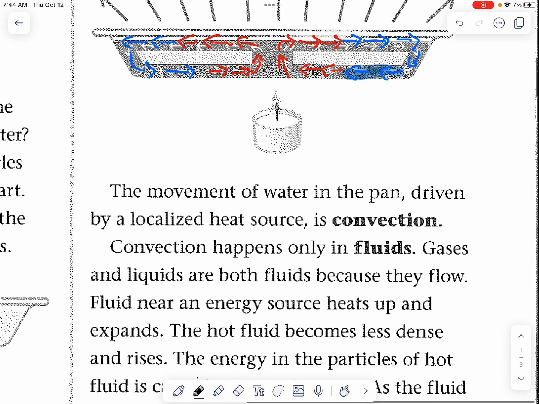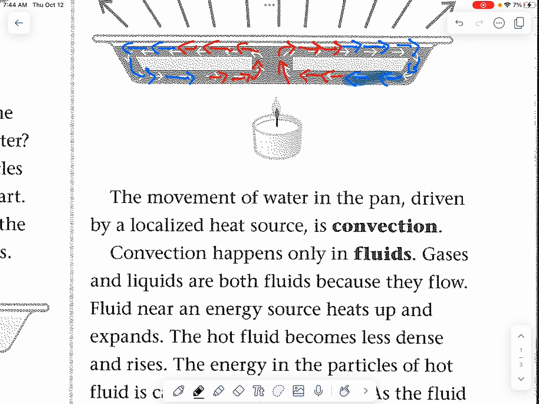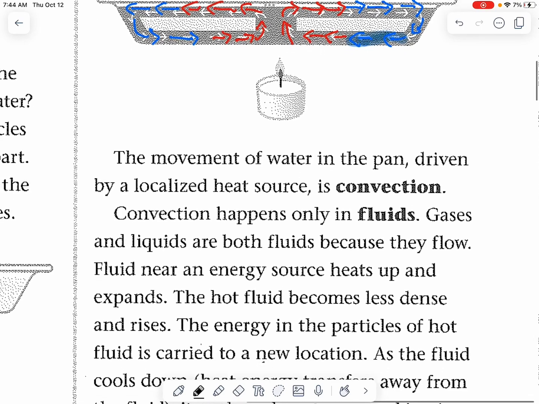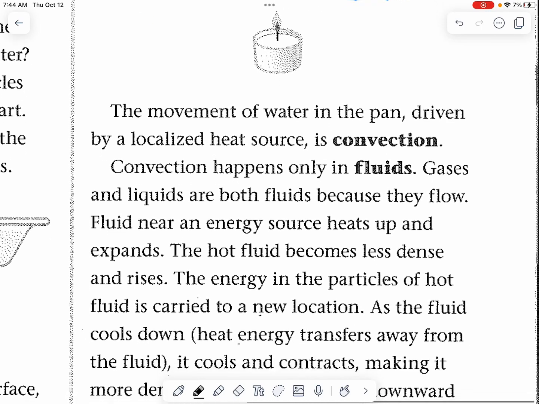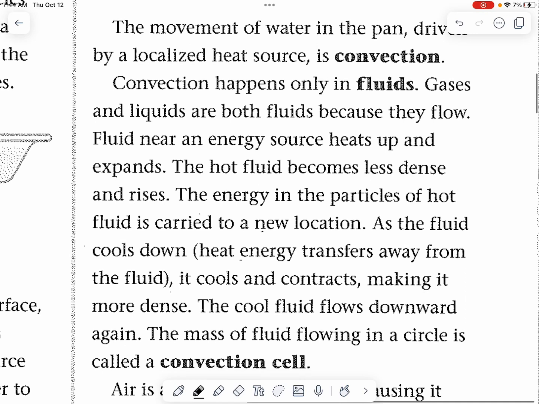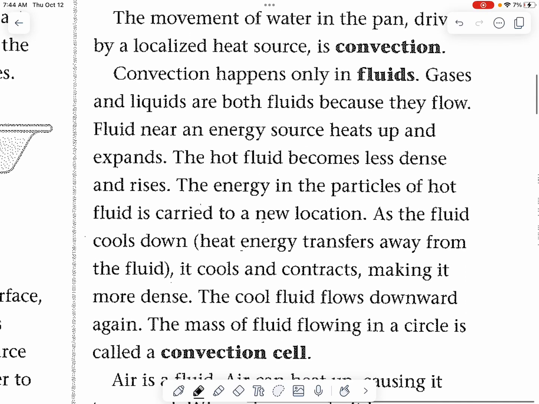The movement of water in the pan driven by a localized heat source is convection. Convection happens only in fluids. Gases and liquids are both fluids because they flow. Fluid near an energy source heats up and expands. The hot fluid becomes less dense and rises. The energy in the particles of hot fluid is carried to a new location.